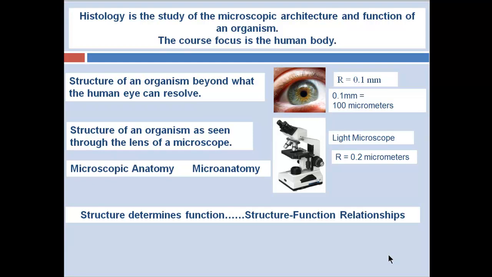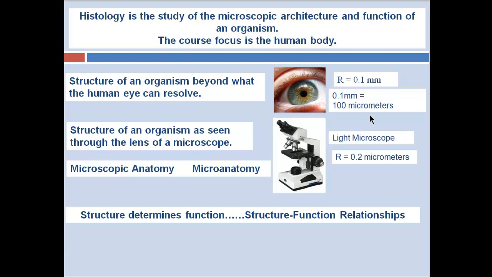Now, the naked eye can only resolve two particles or two structures if they're separated by 1/10 of a millimeter. And 1/10 of a millimeter is equal to 100 micrometers. So if you have two objects before you and they're separated by that much, you can distinguish them as two objects. If they're closer than that, they will appear as one object. So that's resolution. If you can separate something in reality that's really separated, then you have resolved them.